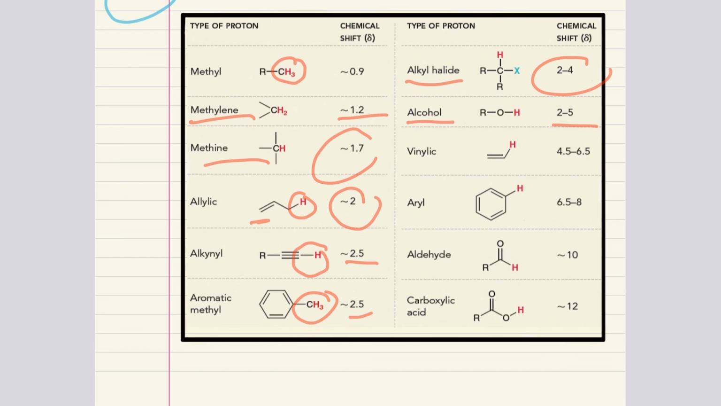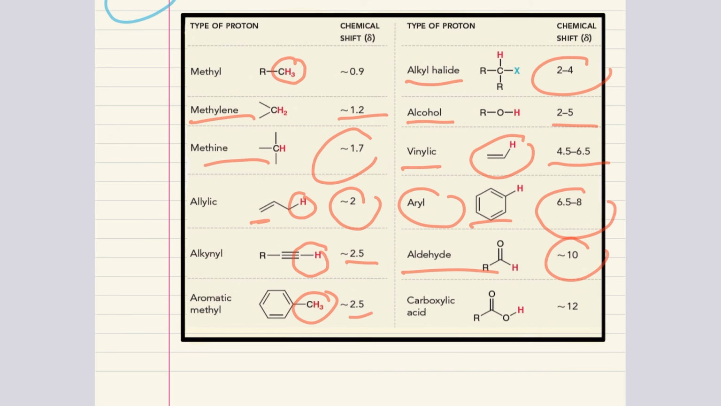Vinyl protons, which are directly on a carbon-carbon double bond, fall in the 4.5 to 6.5 ppm range. And aromatic protons that are found on benzene rings show up between 6.5 to 8 ppm. In the highly deshielded regions, we will find aldehyde protons, which appear around 10 ppm.